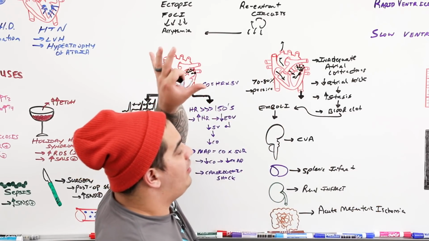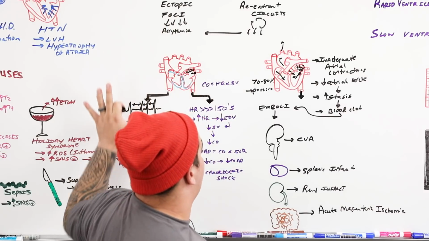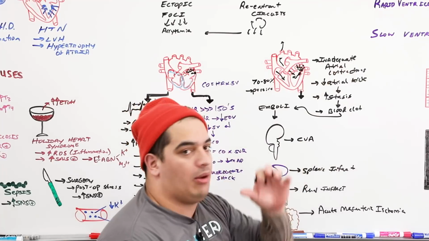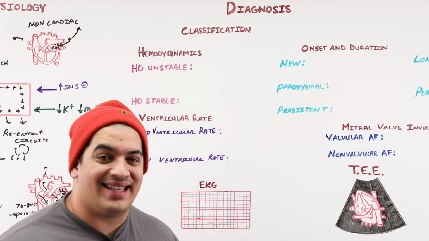So now we have an understanding of the causes, and how those causes can lead to the pathophysiological mechanisms that lead to the clinical manifestations or complications. Now let's talk about some classifications and diagnostic tools. All right, engineers, let's talk about diagnosis.